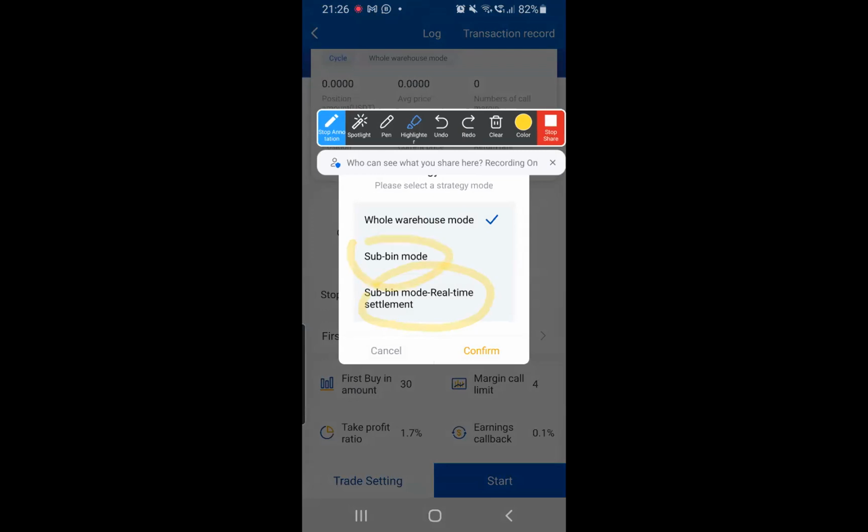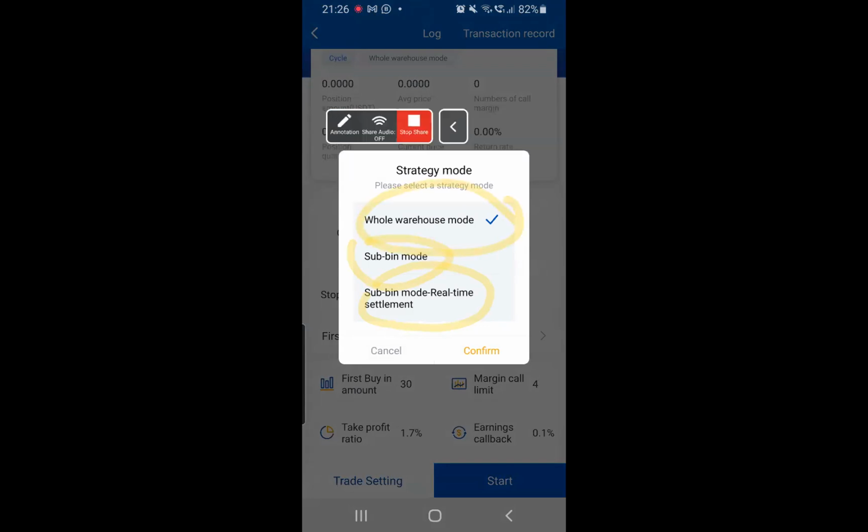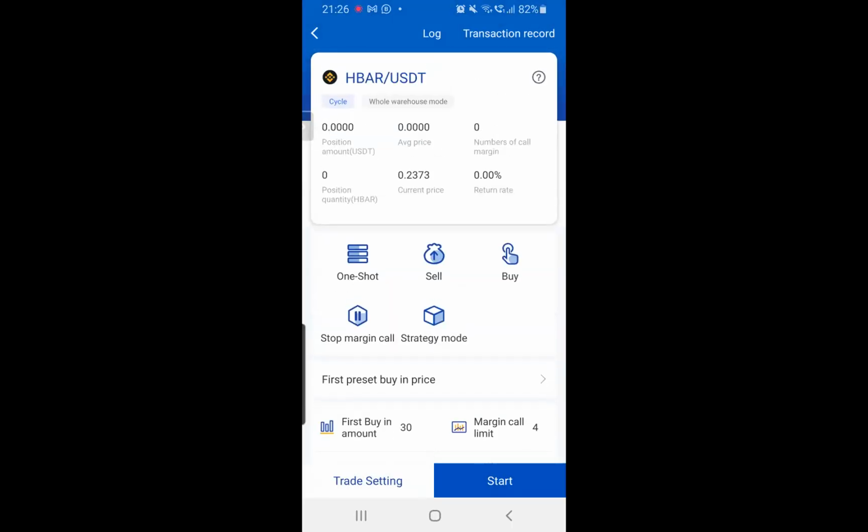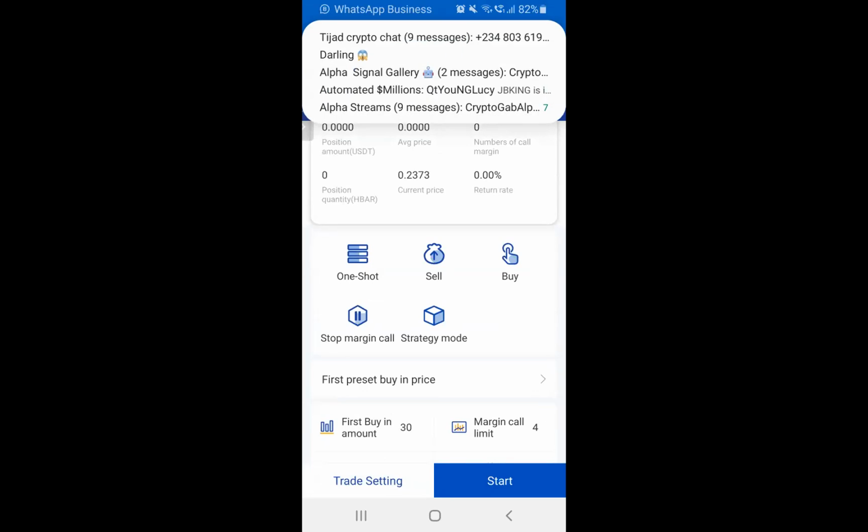You don't need this sub-bin something. We are burying it today. Make sure it is on whole way house. All right. And then do what? Confirm. It starts trading. This thing can trade for you 365 days. All right.